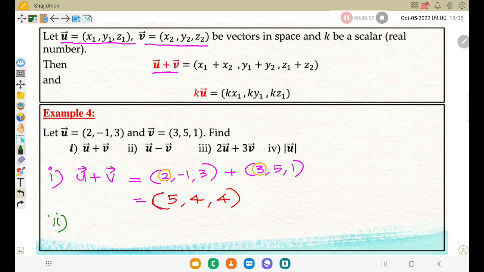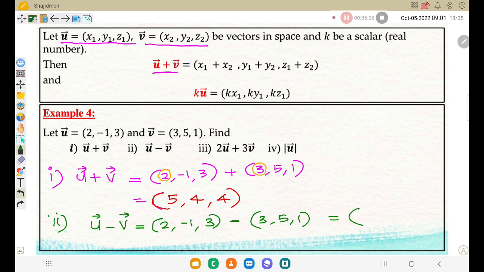Now the second question: what is vector u minus vector v equal to? Vector u is (2, -1, 3). Subtract vector v, which is (3, 5, 1). So what answer do we get? Just subtract the first number first.